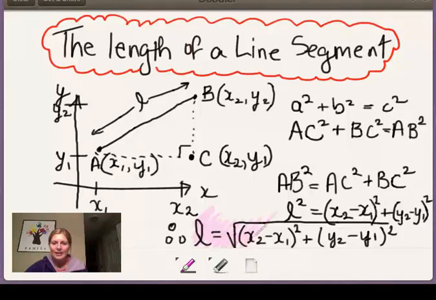This right here is the formula for the length of a line segment. So if ever you're given any 2 points and you have to calculate the distance between those 2 points, or how long that line segment is, you're going to use this formula right here. So copy it down and I'm going to give you a quick example. Okay?